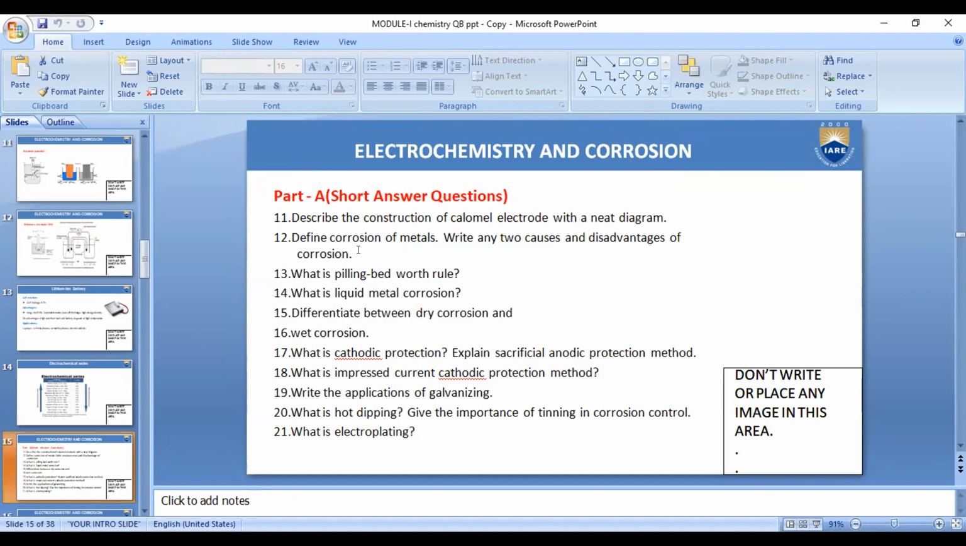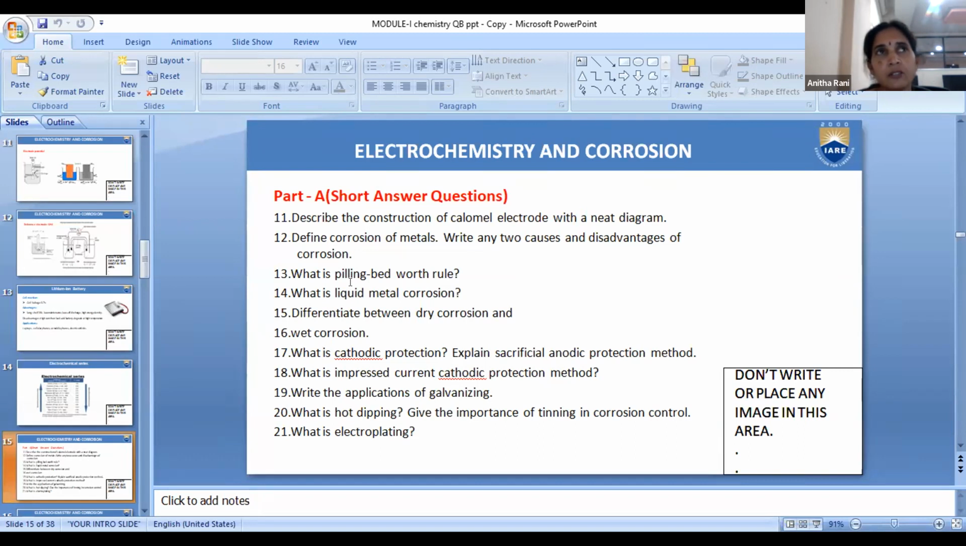It loses valuable properties like electrical conductivity, malleability, and ductility. Okay, loss of the metal is taking place. Any other point? Efficiency will be decreasing. Okay, very good. Students, what is Pilling Bedworth rule?